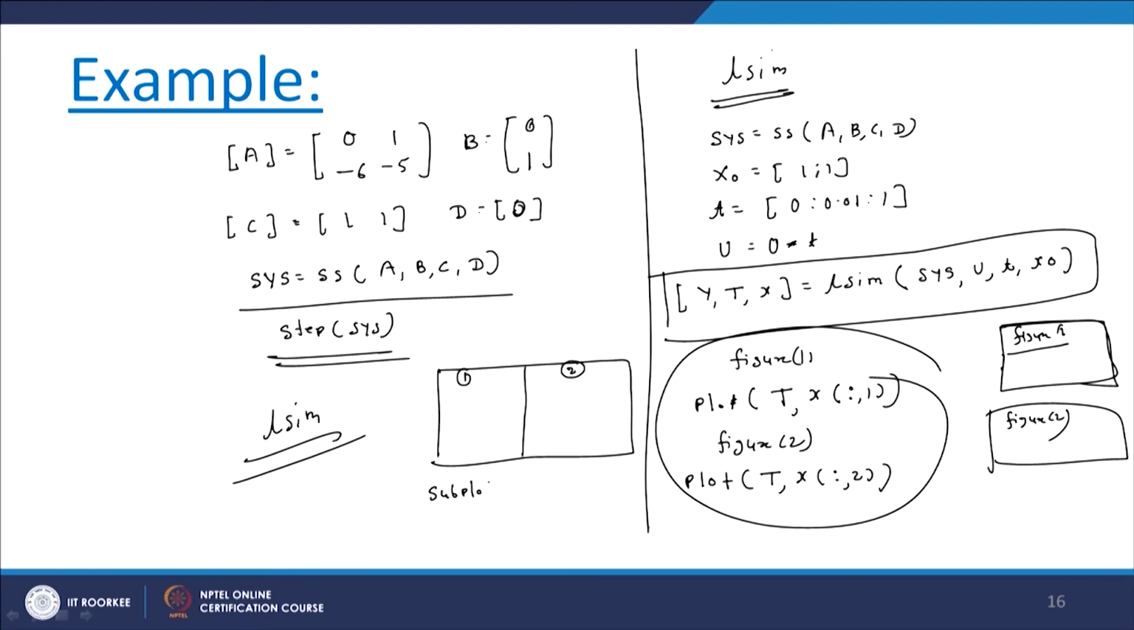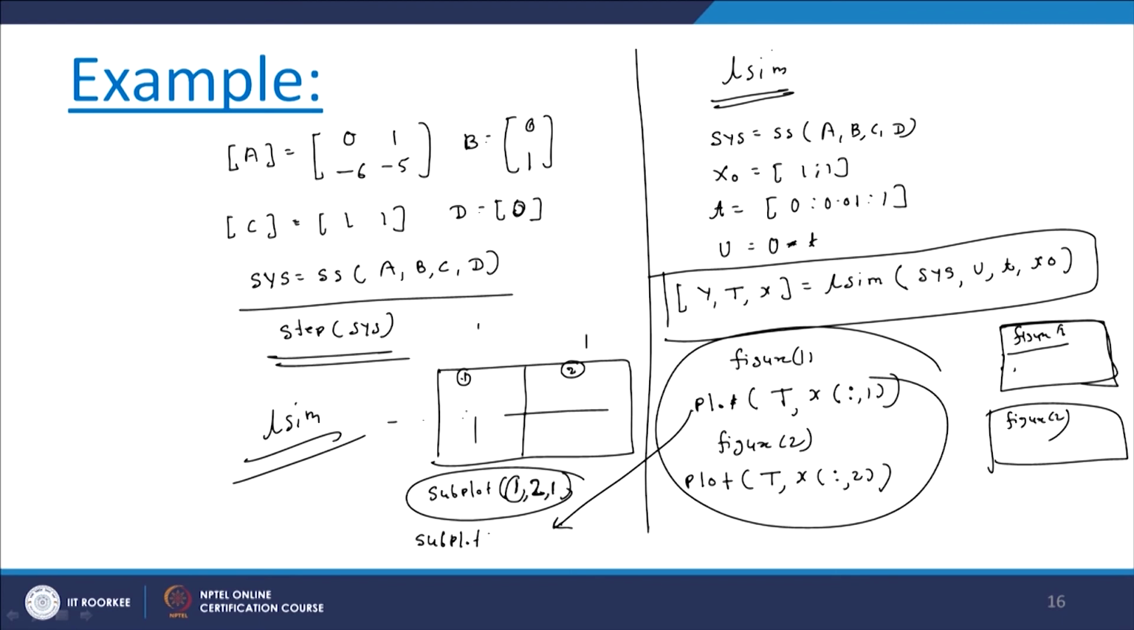If you write the command subplot, here 1 indicates 1 row, 2 indicates 2 columns, and here is the first position. So, if you write this command subplot, and after that write the plot command, you will get the result printed here.